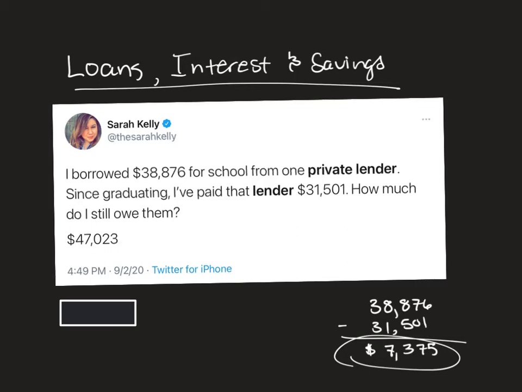So the answer for why this happened is, quite frankly, interest. What interest is talking about is that banks don't just give you money for free. They give you money because they know you're going to have to pay them more money back. And you can end up in a really bad situation like this lady. So let's look at actually what a loan might look like.